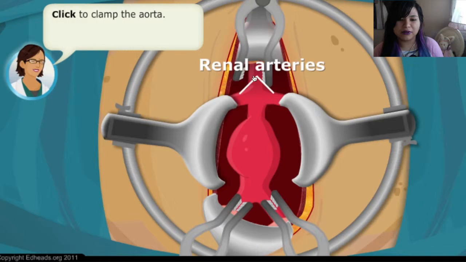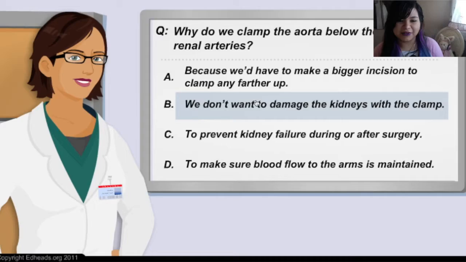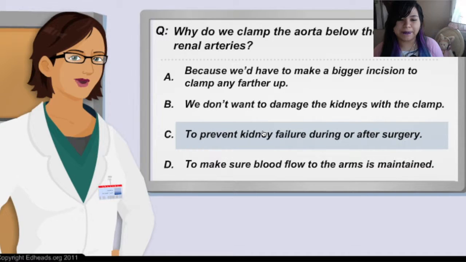Now, clamp the aorta just above the aneurysm, but be careful to place the clamp below the renal arteries. Renal arteries, like the ones that go to the kidneys? Why do we clamp the aorta below the renal arteries? Because we'd have to make a bigger incision to clamp any farther up. We don't want to damage the kidneys with the clamp to prevent kidney failure during or after surgery, to make sure blood flow to the arms is maintained.